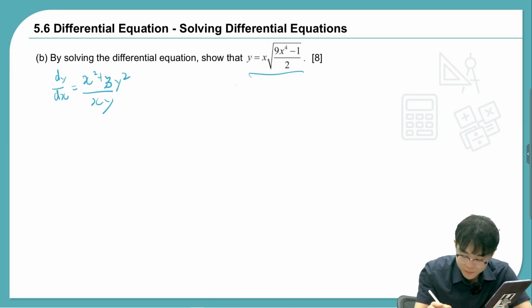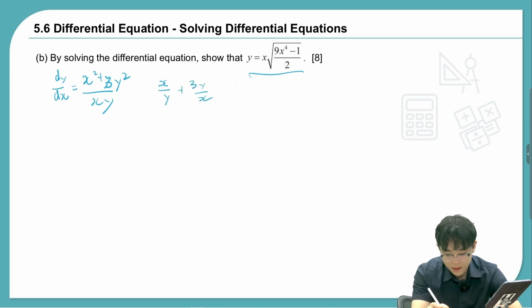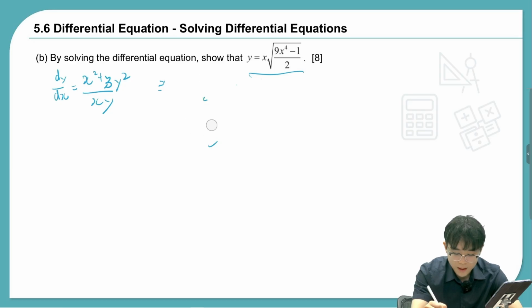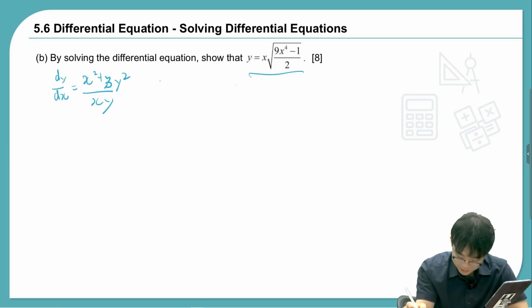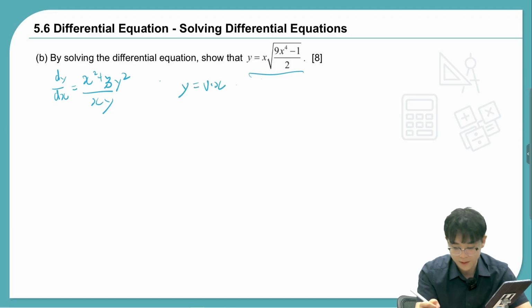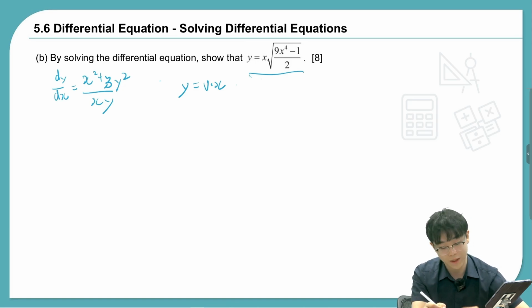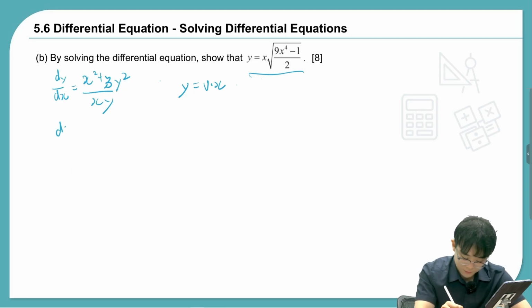Because if we just do this mentally, we know we get something like x over y plus 3y over x. So we could try doing something like v is y over x, right? This substitution kind of helps. So let's actually try setting y equal to v times x. Because we have a y over x or x over y relationship in there somewhere, we know this is going to help us.